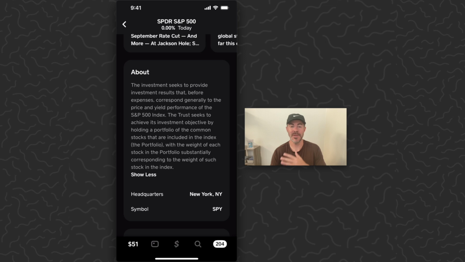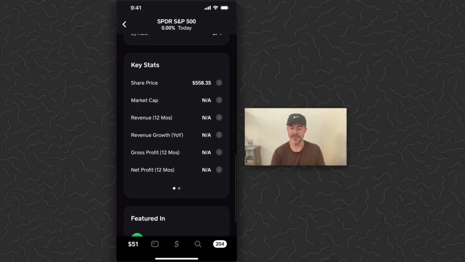So basically it's mimicking the S&P 500. We can scroll down and see some information on this. A share price is $558. You don't have to buy a whole share. You can buy just $1, or you can set your app up to dollar cost average, buy $1 every day or $10 a day, $10 a week, however you want to set it up.